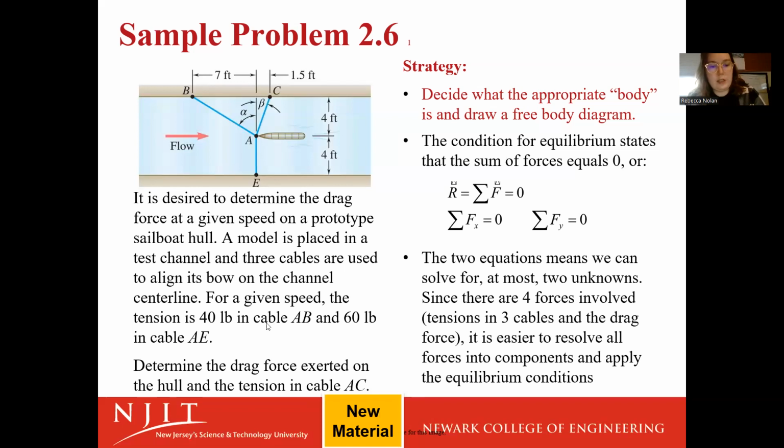For a given speed, the tension is 40 pounds in AB and 60 pounds in AE. Determine the drag force, and then we also have where the flow is going.